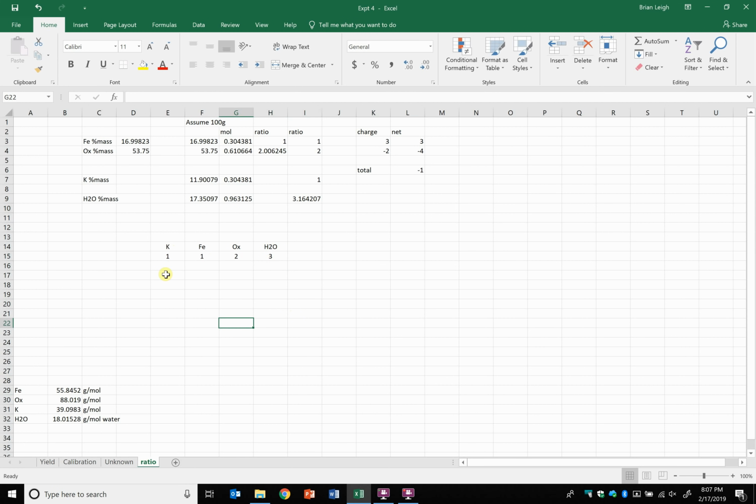What does this give us? Well, this gives us a molecular mass. So we have 1 potassium times its molecular weight, and 1 iron times its molecular weight, 2 oxalates times their molecular weight, and 3 waters times their molecular weight, and we sum these together, and we now have the molecular weight of the compound.